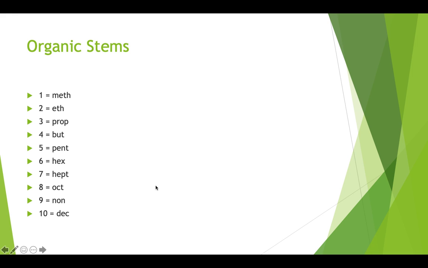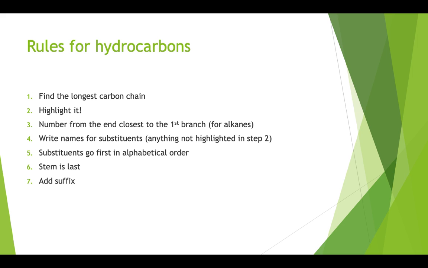So the stems that you need to know, and you probably need to pause this and write these down. You're going to need these every single day of next week. Meth for 1 carbon, eth for 2 carbons, 3 is prop, 4 is but, 5 is pent, 6 is hex, like a hexagon, 5 is like a pentagon, 7 is hept, 8 is oct, 9 is non, and 10 is dec.